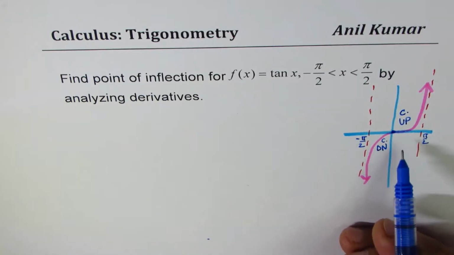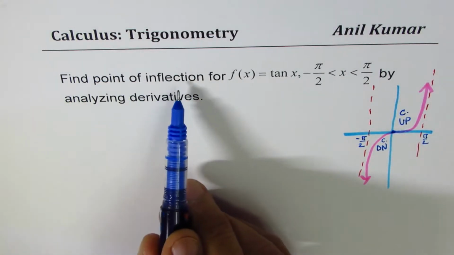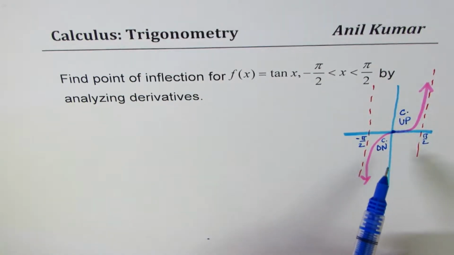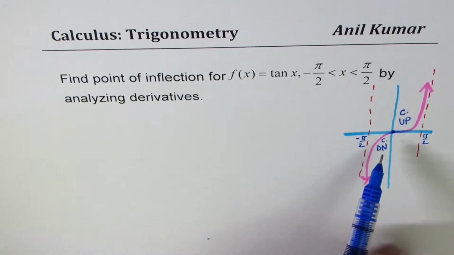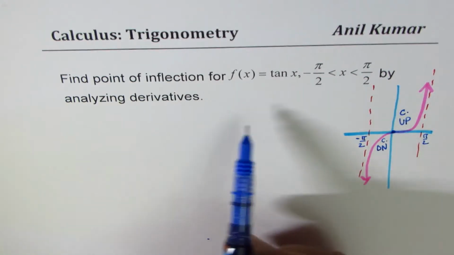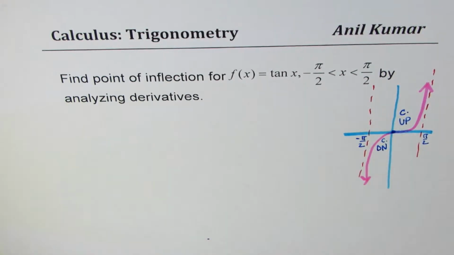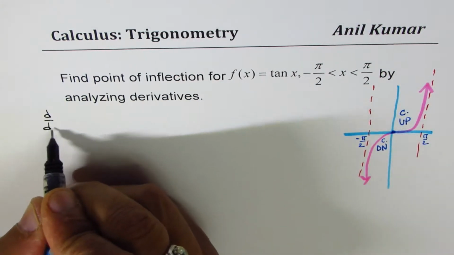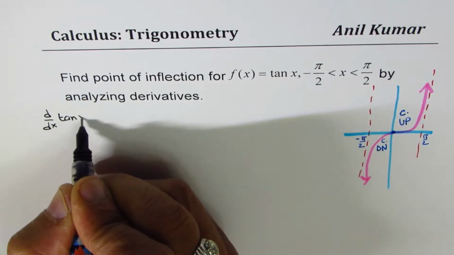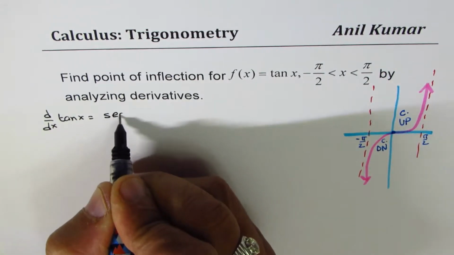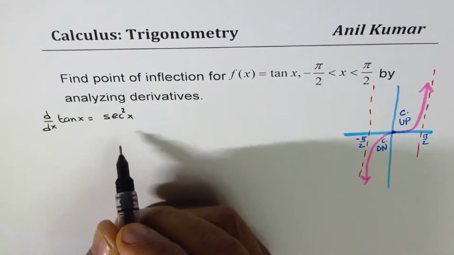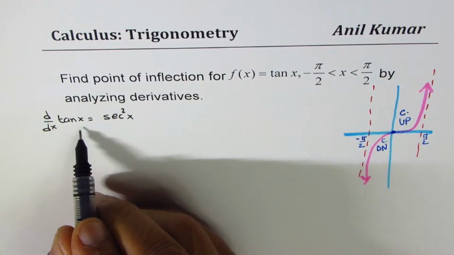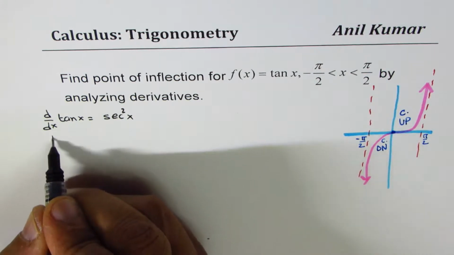But now let us see how to use the second derivative to get to this answer, right? That's the whole concept. Now what you need for this is, you should also know the derivative of tan x. Let me write it down here. So what is the derivative of tan x? It is secant square x, right? I'm not going to derive it here. You can search for Anil Kumar derivative of trigonometric functions for all these derivatives.